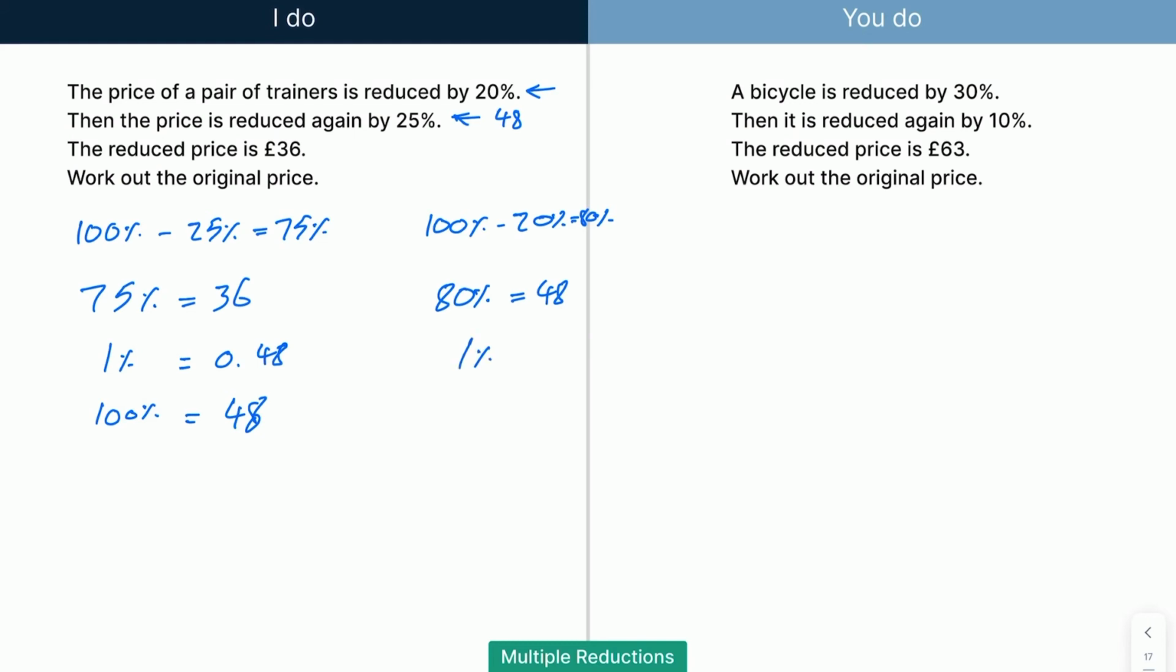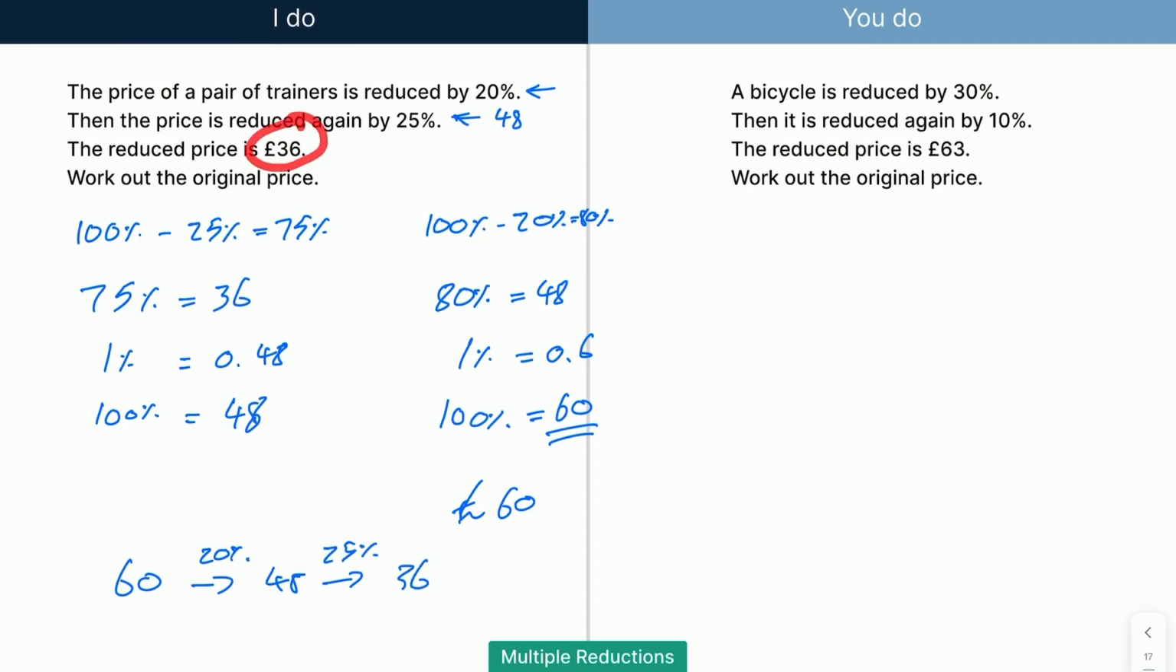And now again, I need to do the same thing, and then I will get my answer. So if I do 48, divide that by 80, that gives me 0.6. And if I times that by 100, that gives me 60. And that is our final answer. It's £60. So that means the price was £60. It was reduced by 20%, which got me to 48, which was then reduced by 25%, which got me to 36.